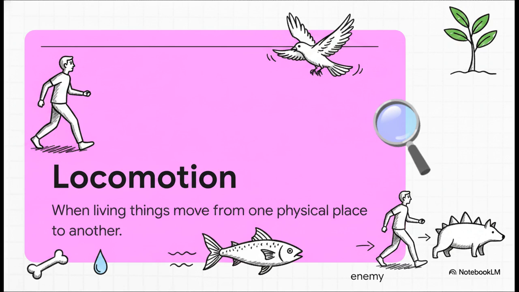In animals and humans, this specific type of movement, getting from one physical spot to another, is called locomotion. Humans walk on 2 legs, birds use their wings to fly, fish use fins to swim. But here's the thing. They aren't just moving around randomly. There's a massive biological purpose here. Animals use locomotion to search for food and water, to find shelter, or to run away from an enemy. Their survival literally depends on this movement.